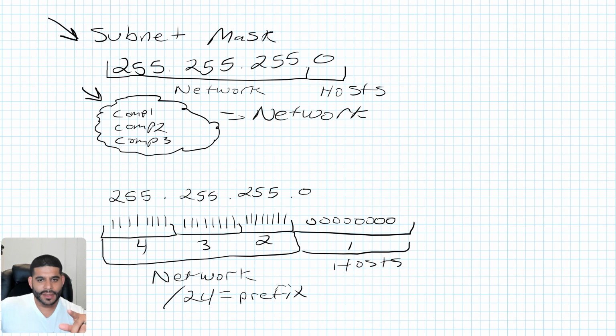So if we take a look and say to ourselves, okay, I know the network now and I know how to calculate the network. Well, how many computers, right? If we look at this little cloud that I drew up here, and it says computers 1, 2, and 3, how many hosts can be within that one network? And you guessed it, this last section here tells you exactly how many you can have.